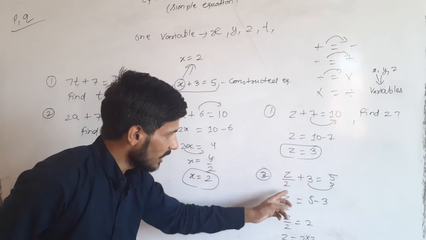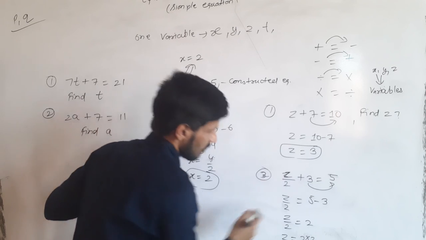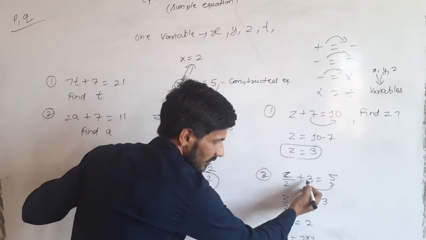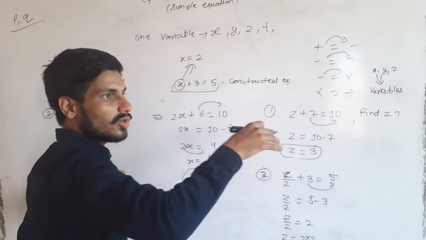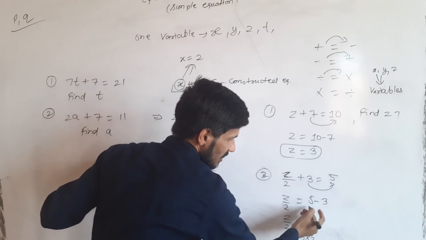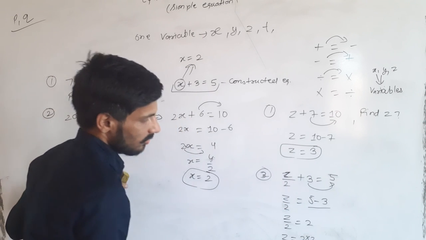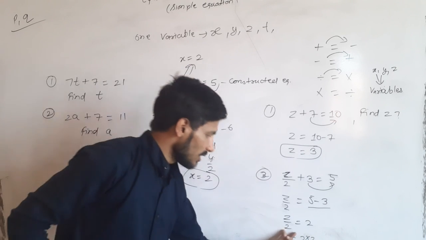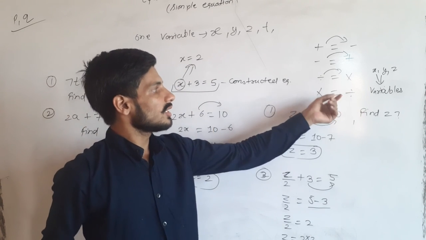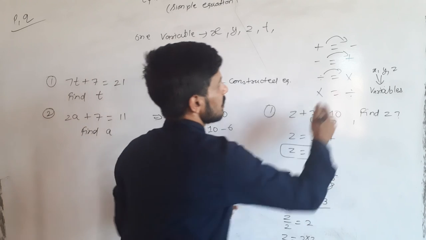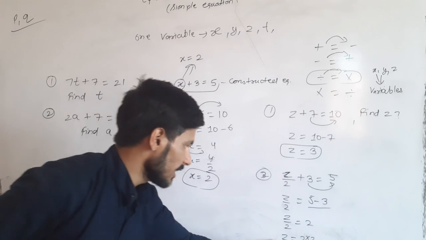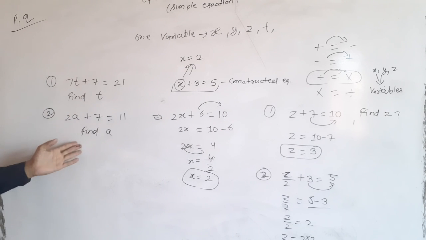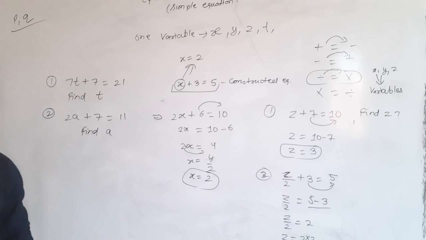Here is another question: Z upon 2 plus 3 equals 5. So first transfer 3, because first we transfer the plus or minus term. So 5 minus 3, which means 2. Z upon 2 is equal to 2. Here 2 is in division, so it goes to multiplication. So Z equals 2 into 2, so Z equals 4. So you have to solve these questions at home; these two equations are easy, you can do them.